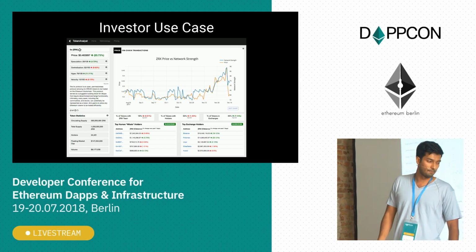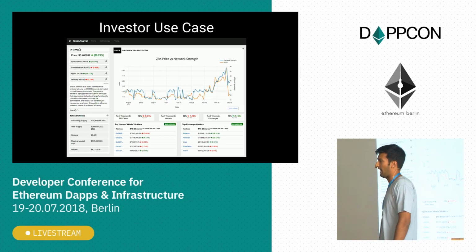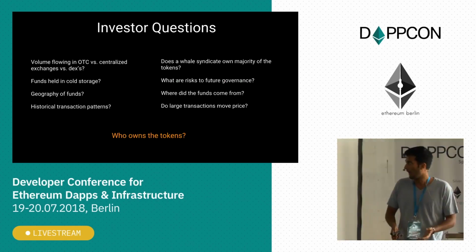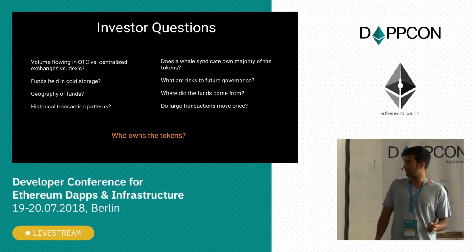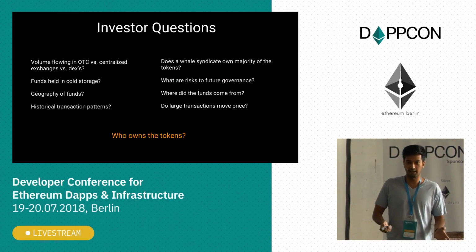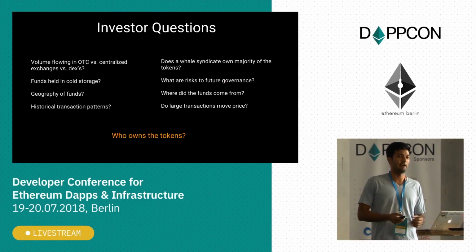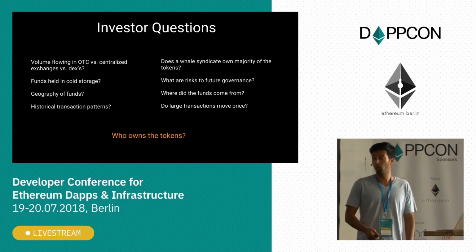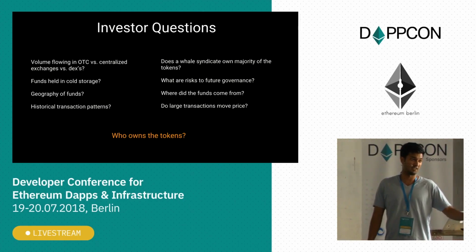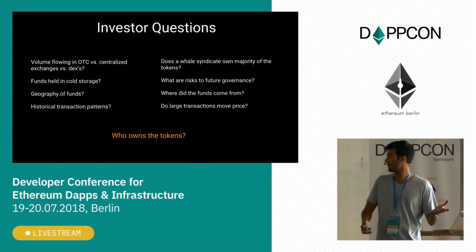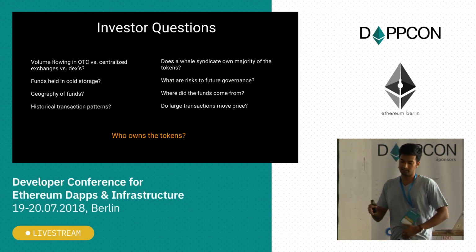And some other questions we've had over the last years from investors have been: how is the volume flowing? Is it coming from OTC, centralized exchanges, DEXs? What percent of tokens are held in cold storage? When will they be released? Where are the funds coming from? What's the geography? What are some of the transaction patterns?